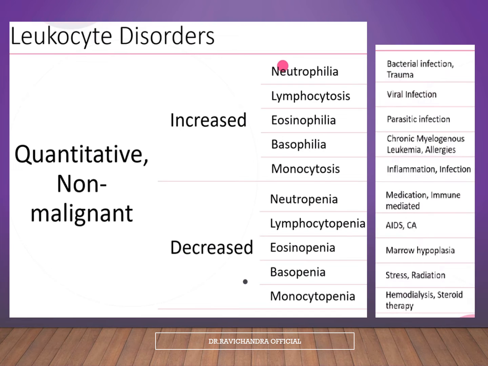Decreased counts. Neutropenia, decreased neutrophil count seen in medications and immune mediated reactions. Lymphocytopenia, that is decreased lymphocyte count, seen in AIDS and carcinomas. Eosinopenia is decreased eosinophil count seen in marrow hypoplasia. Basopenia is decreased basophil count seen in stress and radiation. Monocytopenia is decreased monocyte count seen in regular hemodialysis patients and in patients with steroid therapy.